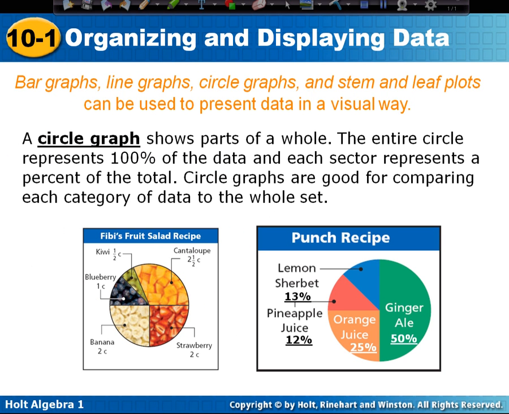All right, a circle graph shows parts of a whole. The entire circle represents 100% of the data, and each sector represents a percent of the total. Circle graphs are good for comparing each category of data to the whole set of data. These are examples of circle graphs at the bottom of the screen. Notice they make a circle. Imagine that.